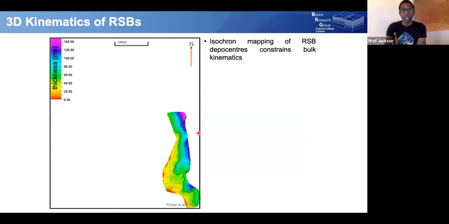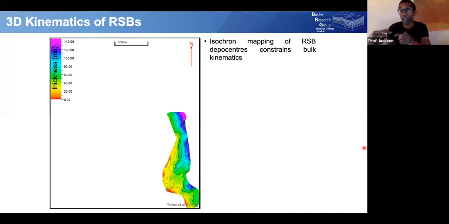So we can look at these three dimensionally. We've been still very much hooked into a two-dimensional world in those first few images here, but we can obviously go away and map discrete packages within these ramp syncline basins and make thickness maps to see how the earlier formed depocenters translate.